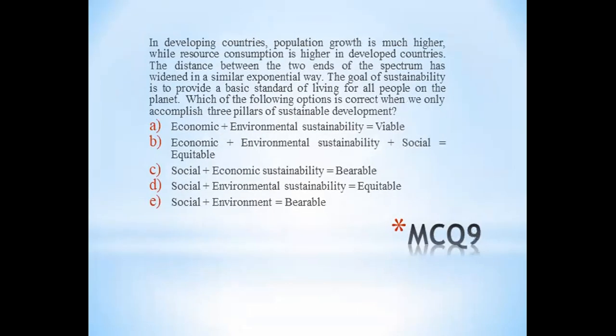MCQ 9. In developing countries, population growth is much higher while resource consumption is higher in developed countries. The distance between the two ends of the spectrum has widened in a similar exponential way. The goal of sustainability is to provide a basic standard of living for all people on the planet. Which of the following options is correct when we only accomplish two of the three pillars of sustainable development? A, economic plus environmental sustainability makes viable. B, economic plus environmental sustainability makes equitable. C, social plus economic sustainability makes bearable. D, social plus economic sustainability makes equitable. E, social plus environment makes bearable.